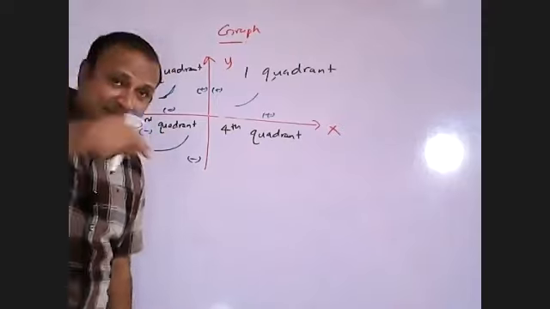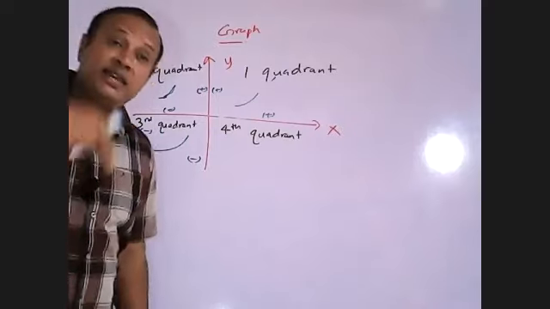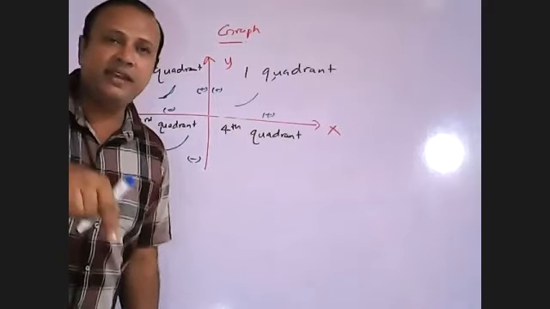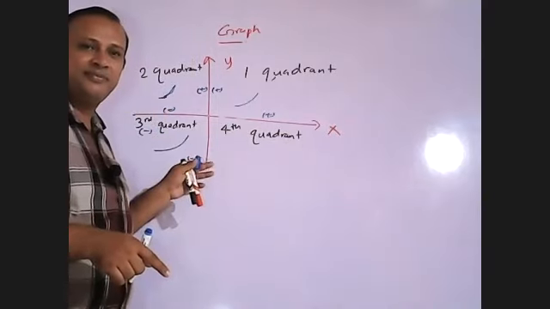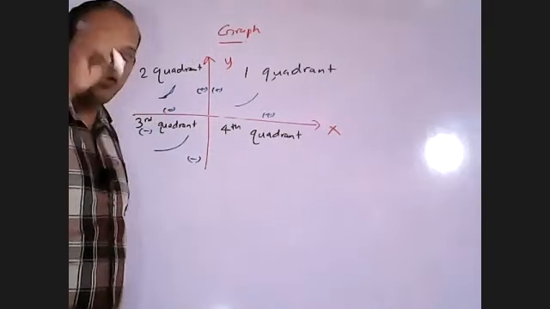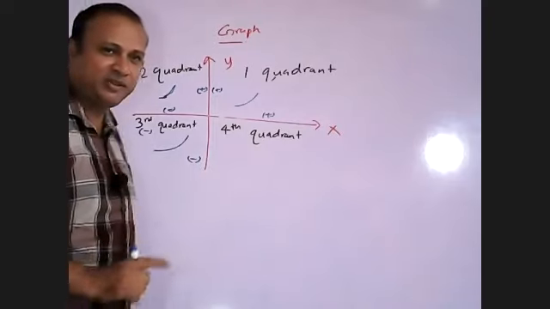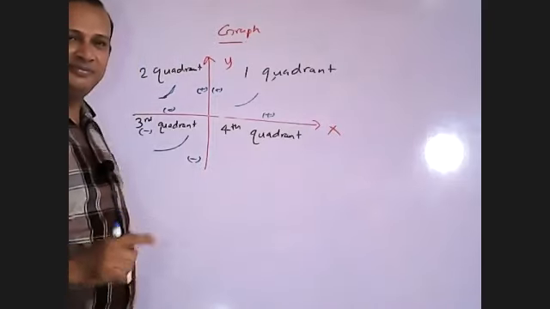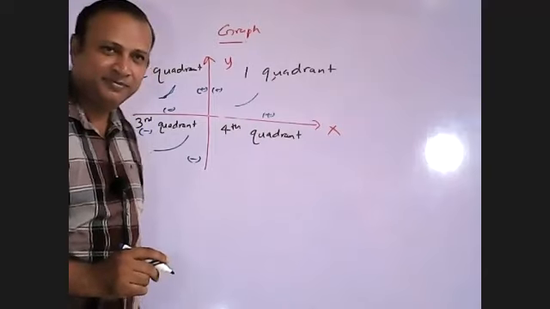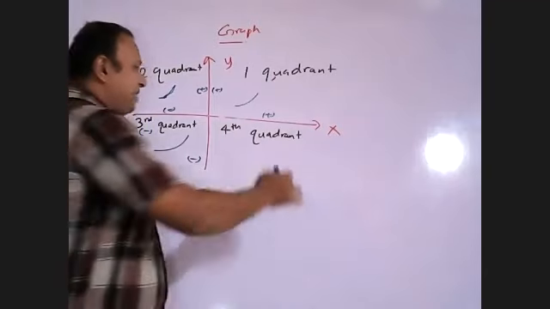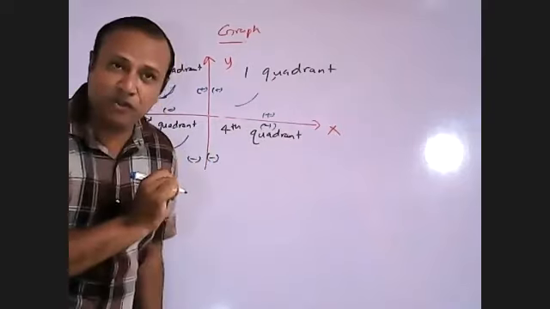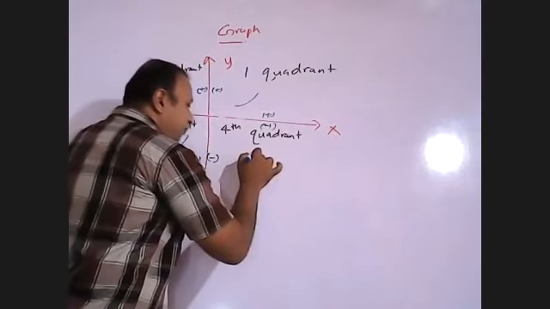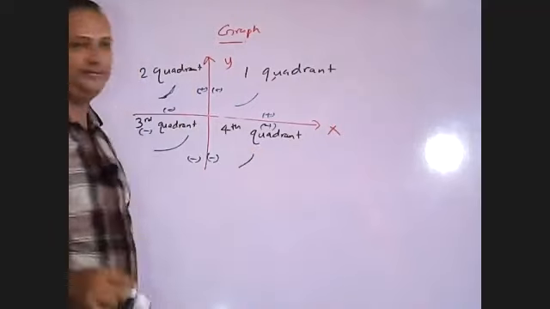If x is positive and y is negative, then where should you draw the graph? X is positive, y is negative. Then the graph should be drawn in the fourth quadrant.